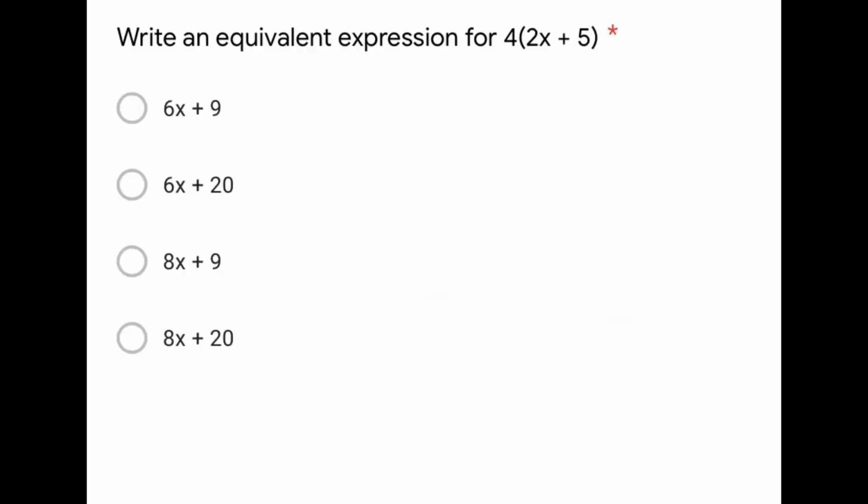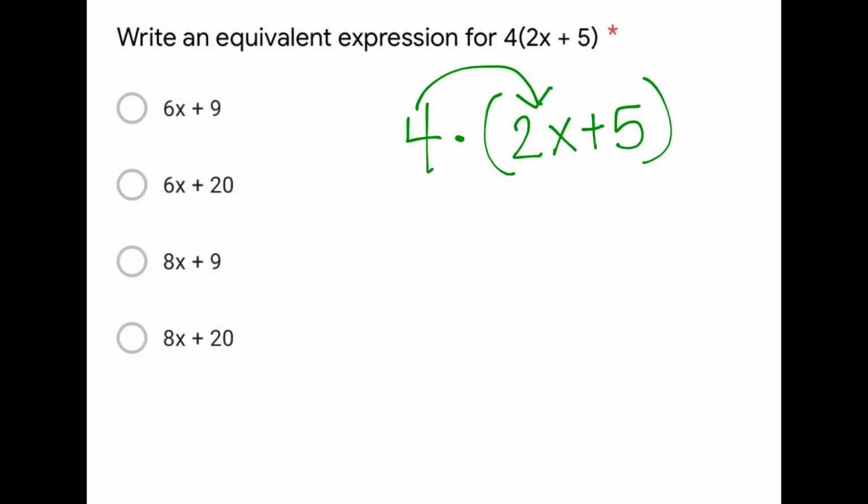Write an equivalent expression for 4(2x + 5). Remember, our parenthesis means times. And this is called the distributive property. So you need to do 4 times 2x. You're leaving your plus in the middle. You're getting an answer on each side. Then you're doing 4 times 5. What you get on each side of the plus sign will be what you should find over in your answers.